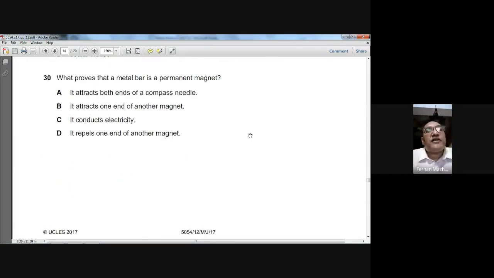What proves that a metal bar is a permanent magnet? For the proof of a permanent magnet, only the repulsion is the test. Only repulsion is the confirmed test. So if one end of the permanent magnet is repelled by north or south of another magnet, then it's a proof that it is a magnet. So repulsion is a confirmed test of magnetism by another magnet. It repels one end of another magnet. D is the choice. Question number 30, D is the choice.